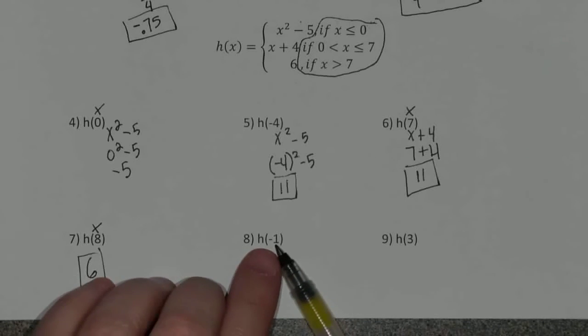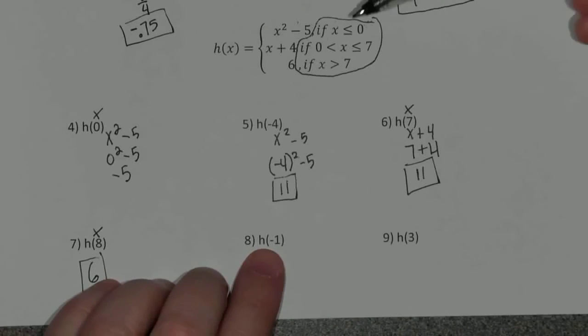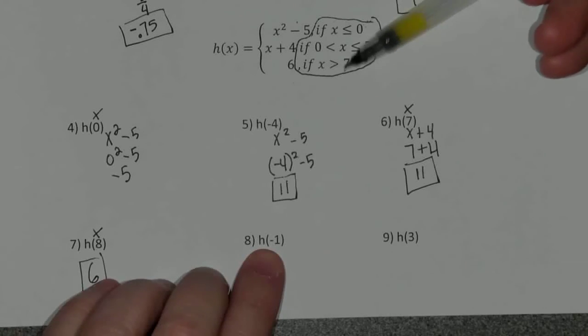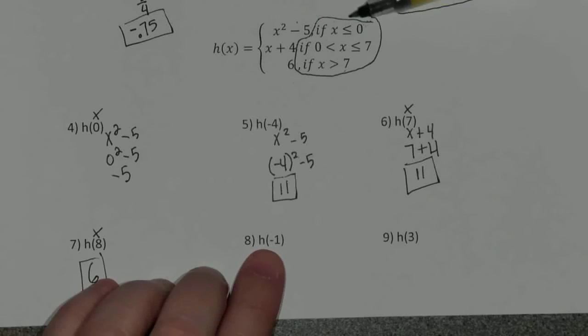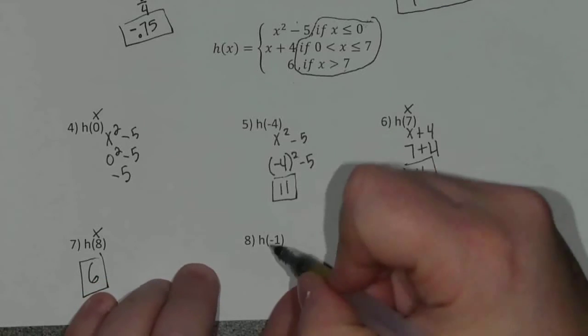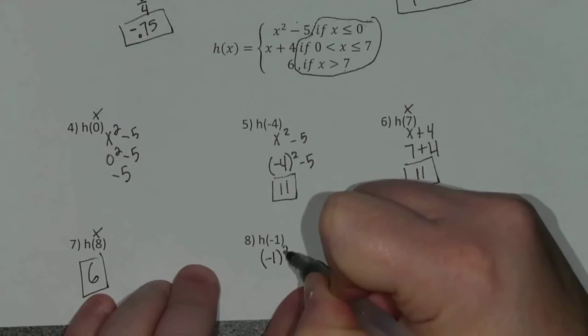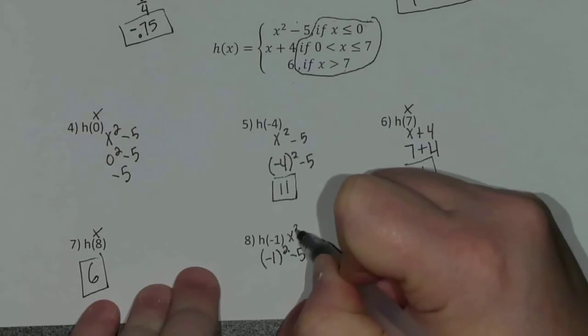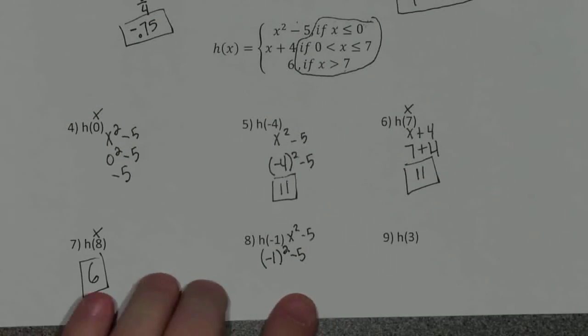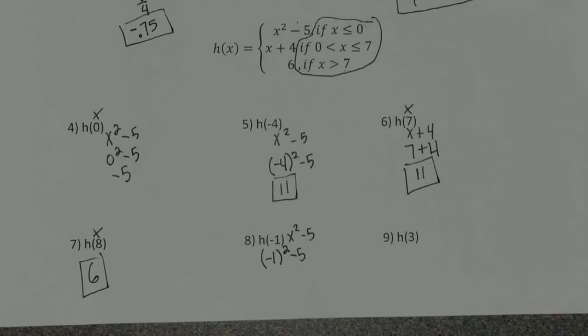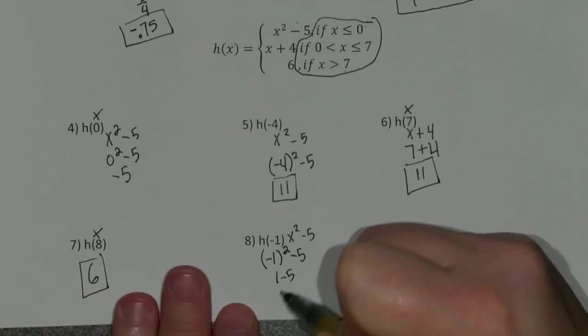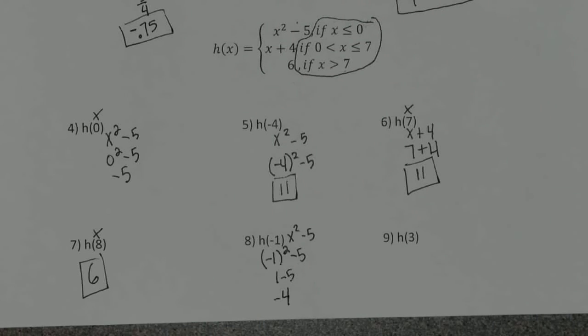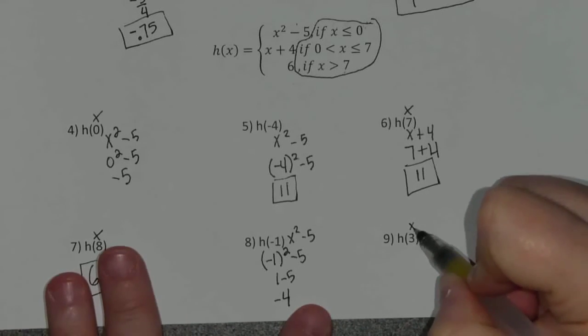All right, on this -1 right here, did you put it into the top one, the middle one, or the bottom one? Top, because it fits into this criteria, right? -1 is less than or equal to 0. So you would have done -1 squared minus 5 because we substituted into that function. -1 squared is a +1. +1 minus 5 is a -4. How'd you do on that one? Give me a thumbs up if you got it right. Nice. Okay. All right, the next one, my x value is 3.